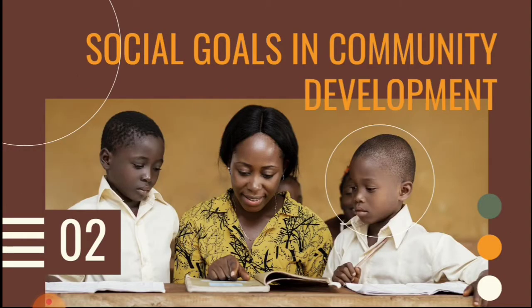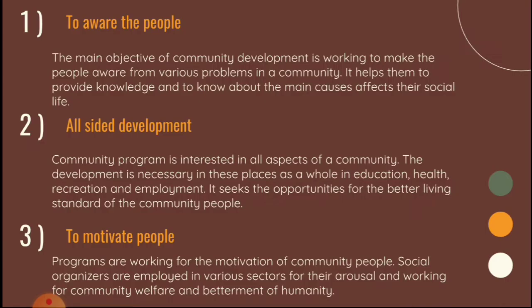Next, the social goals in community development. Mainly, there are 10 social goals. The first one is to make the people aware. The main objective of community development is working to make the people aware of the various problems in the community. It helps to provide them the knowledge to know about the main causes affecting their social life.